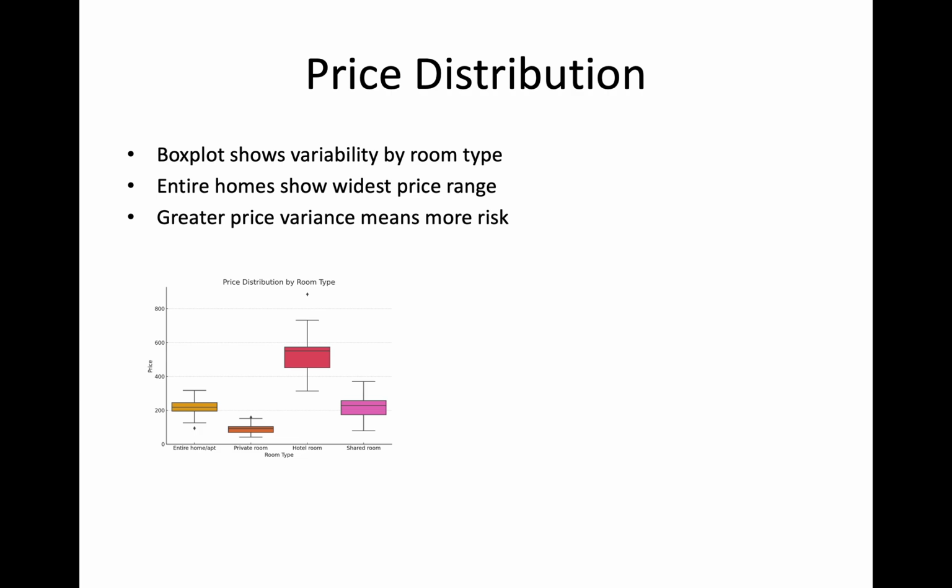Now let's look at the way that prices are distributed. The box plot that I included shows the spread of nightly prices by room type. As we can see, entire homes have the widest price range, some going for over $500 per night. This is showing us that while there's profit potential, the investment also comes with volatility.